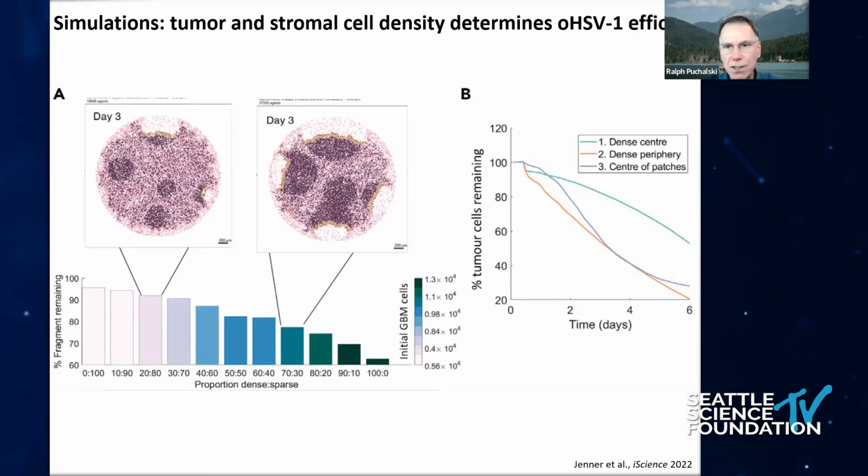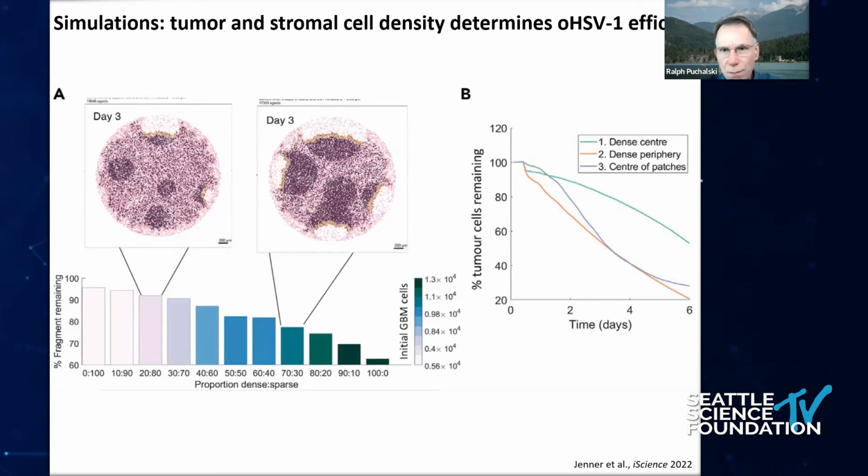Panel B shows the percentage of glioblastoma tumor cells remaining after 6 days in these simulations for 3 different administration protocols. A single injection into the center of the dense slice, that's denoted in green. Second is a homogeneous administration of the virus into the periphery, that's orange. And finally, the administration of viral injections into each of the center of the dense patches for 50-50 dense patches in the periphery, and that's in blue.